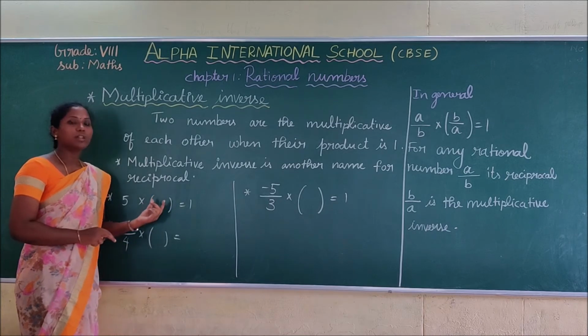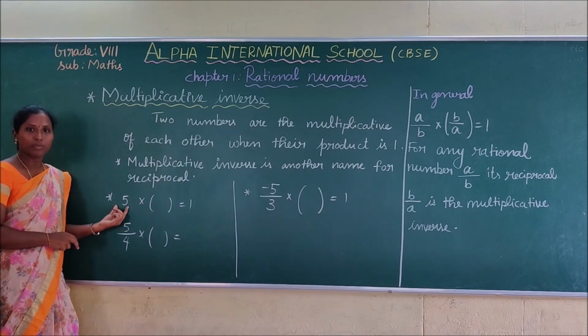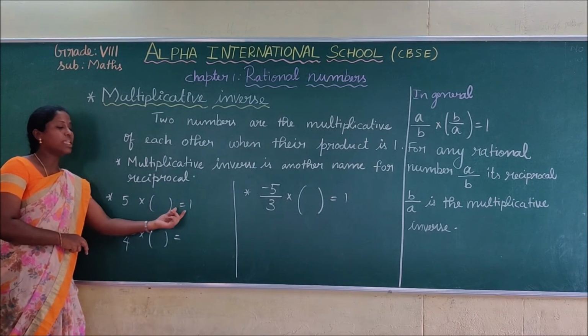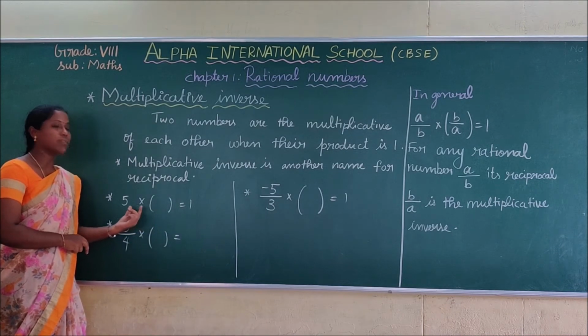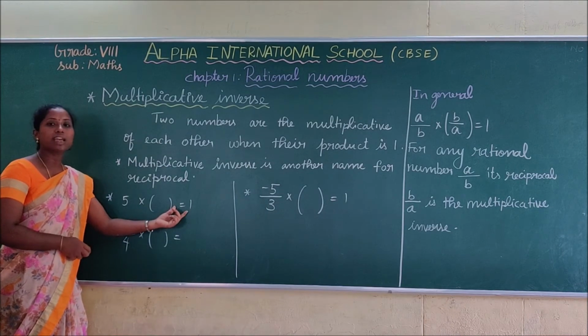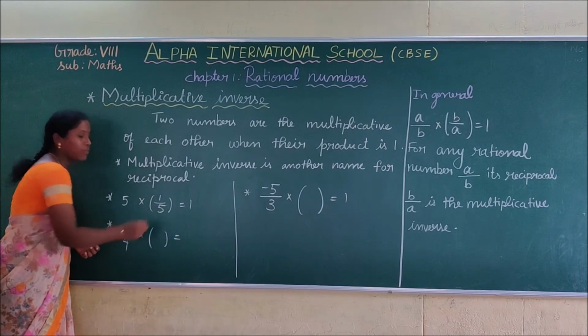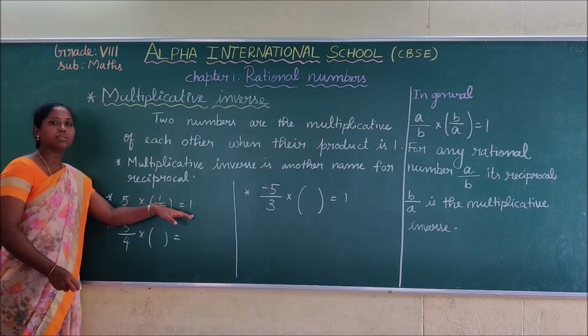Okay. So now listen, I am taking a number 5. For example, what number, if you multiply with 5, will give the result 1? Think and tell me. We can multiply 1 by 5. How? The 5 and 5 will get cancelled, so the result is 1.